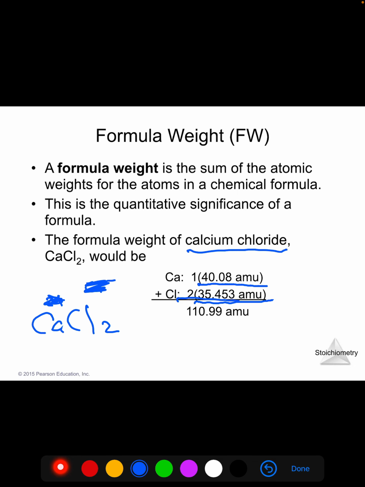fractional atomic mass unit here. And there's two of them. So you add that up, and 35 and a half and 35 and a half is about 70.1, almost 71. Add the calcium's 40, and you get about 111, 110.99 atomic mass units, for a single formula unit of calcium chloride.